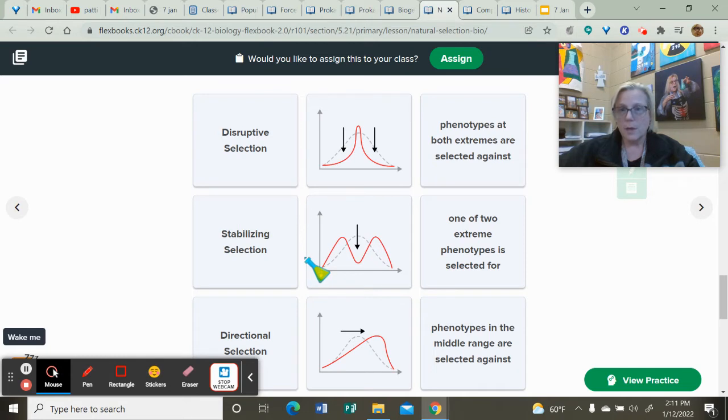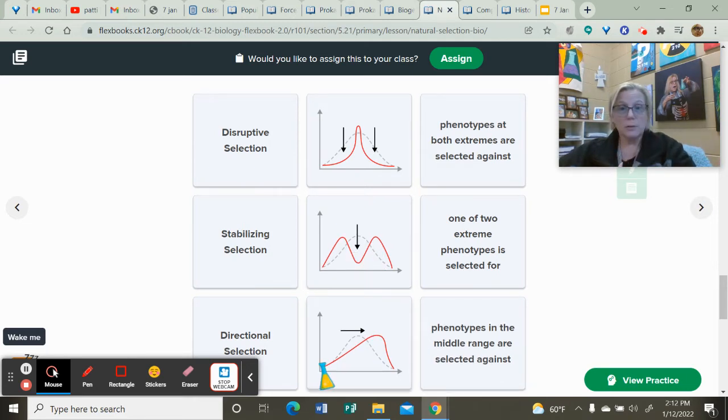Stabilizing selection is where you have something very small, and this is just an example, maybe something very small that exists, something very large that exists, but the phenotype or the trait that is in between doesn't exist. And so you get members of the population that are either small or big, but not in the middle.